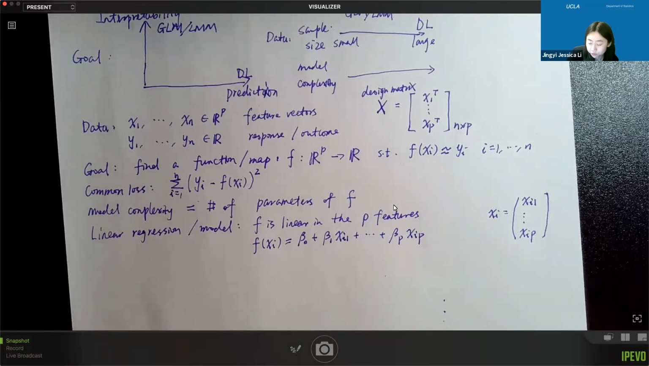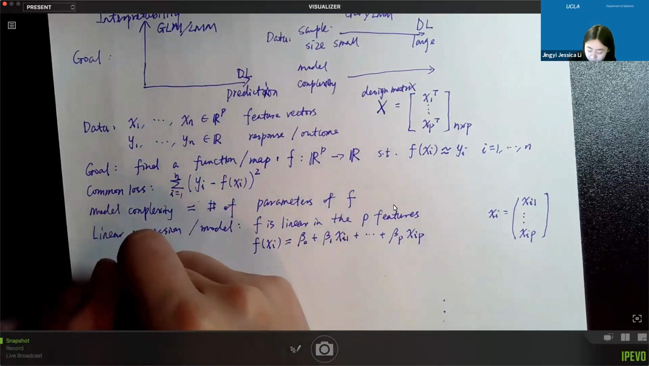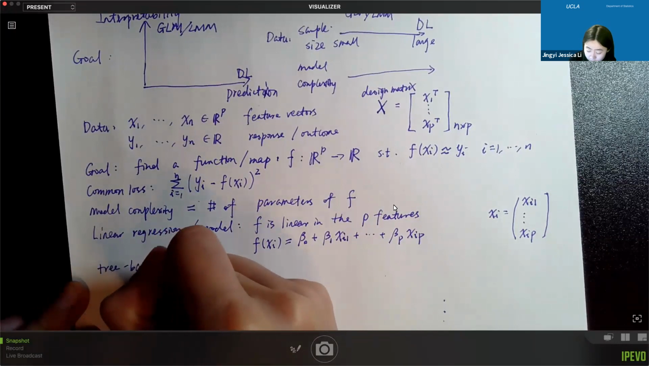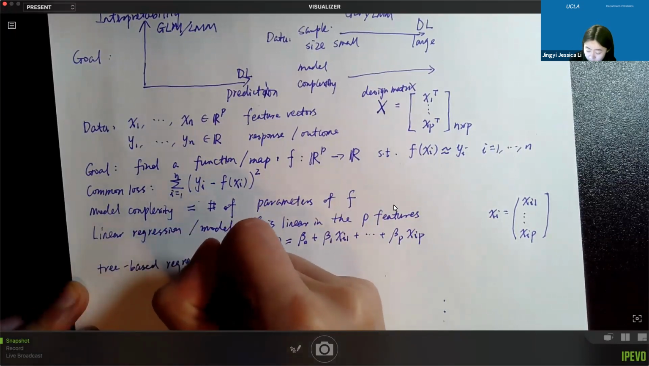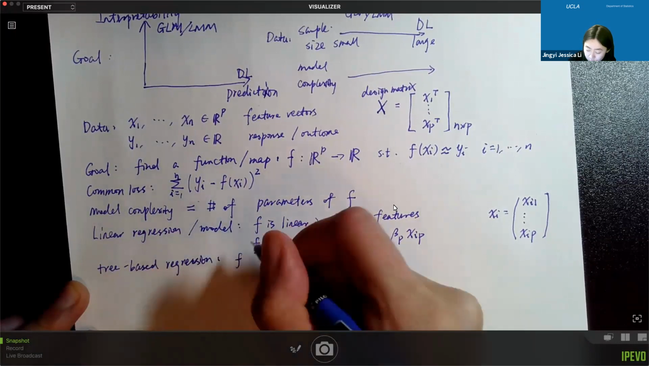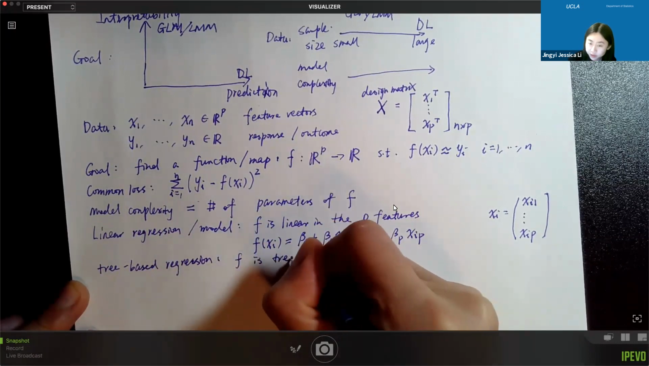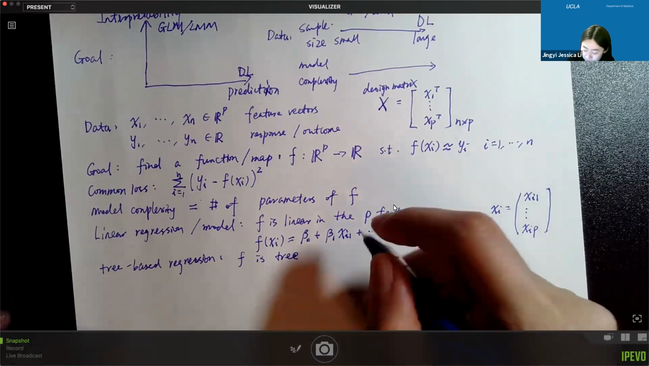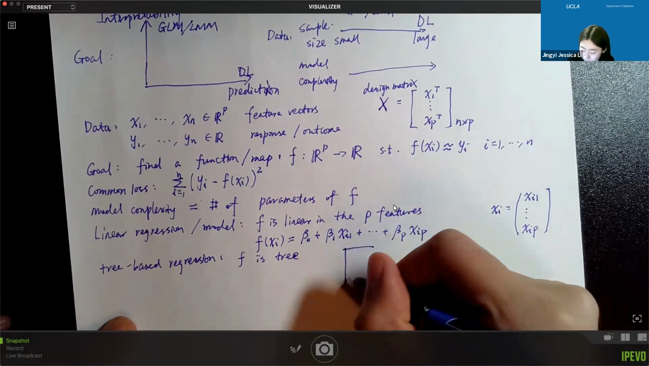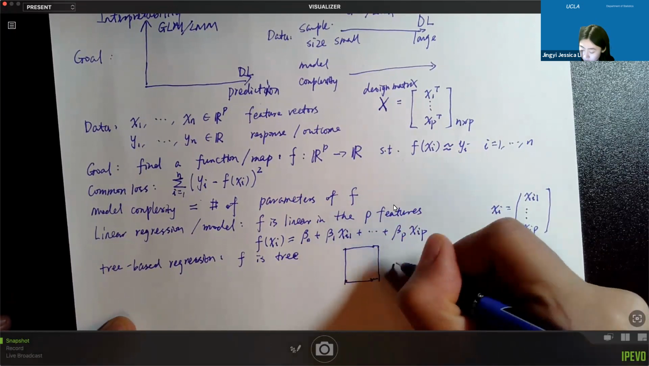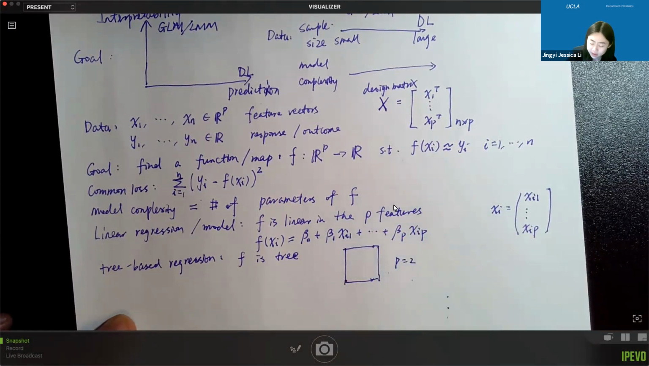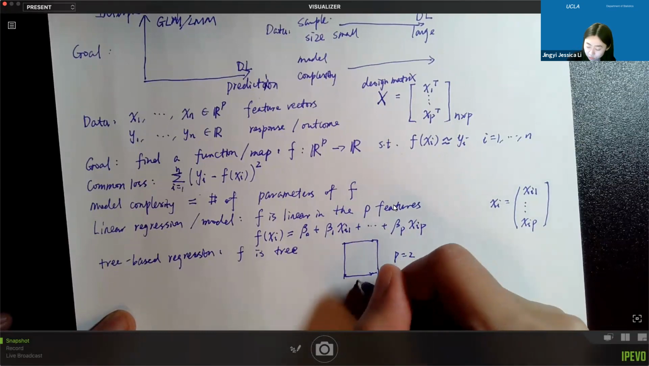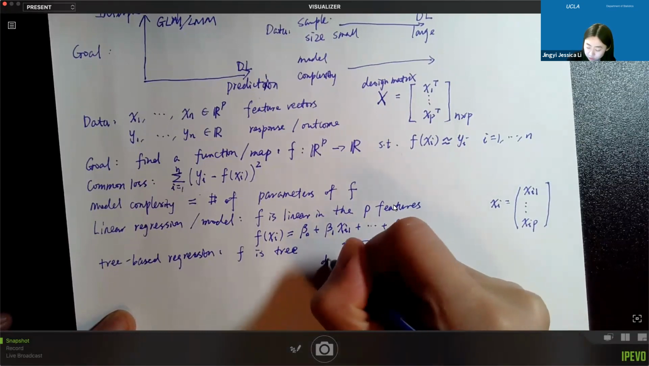Okay, but if we go for more complicated things, like if we say we are doing a tree-based regression, then this f is a tree. By tree, we mean something like this. So you can divide the whole feature space into regions. Let me just give you one simple example. Let's say p equals 2. We can call this dimension 1, and we can call this dimension 2.